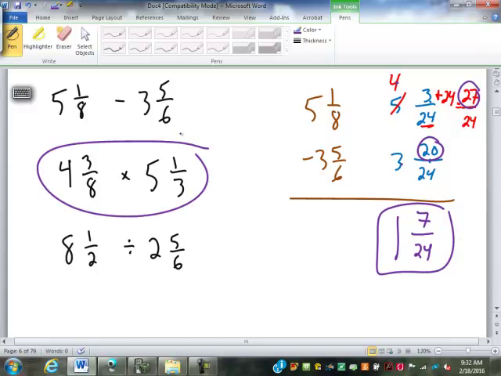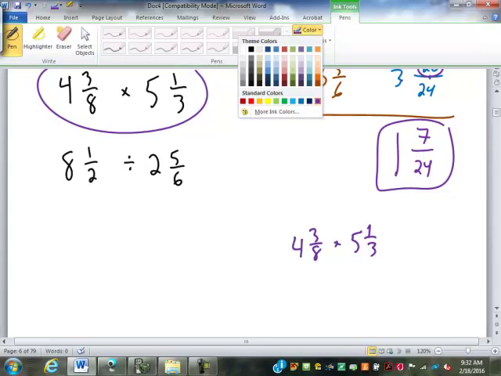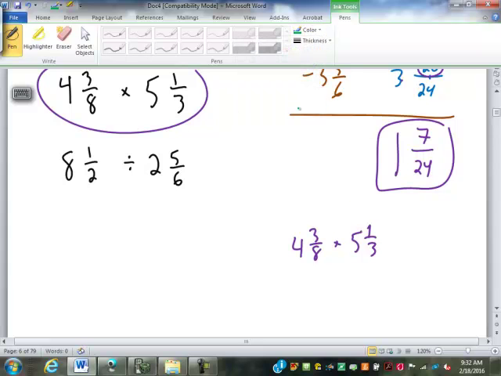Our next one, 4 3/8 times 5 1/3. Do we need a common denominator? No, why not? Multiplying. Yeah, a common denominator, the same name, is only needed when we're adding or subtracting.